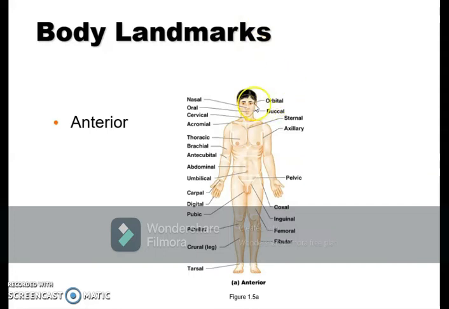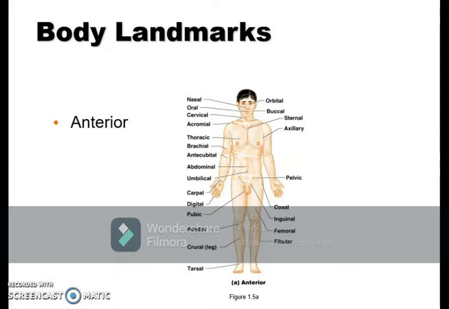We have the buccal or the cheek. We have the sternal or the region of the breastbone. We have the axillary or our armpit. We have the antecubital. Antecubital means anterior surface of the elbow. We have the abdominal, anterior body trunk, region inferior to the ribs. This one is our abdominal part.